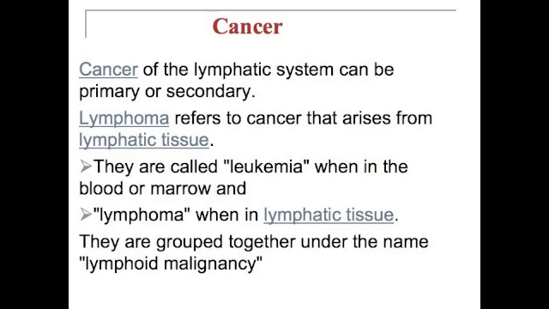arises from lymphatic tissue. They are called leukemia when it is in the blood or marrow, and lymphoma when in the lymphatic tissue. They are grouped together under the name lymphoid malignancy.